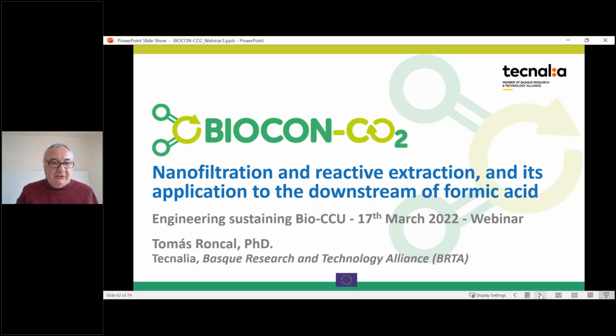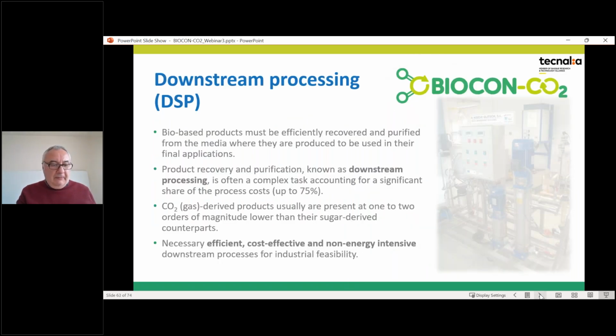Okay, my name is Tomás Roncal from TECNALIA, and I will talk about the nanofiltration and reactive extraction and its application to the downstream of formic acid. Bio-based products must be efficiently recovered and purified from the media where they are produced to be used in the final applications. This process, known as downstream processing, is often a complex task, accounting for a significant share of the process cost, up to 75%, mainly due to the relatively low concentrations of the target product molecules and the matrix complexity.